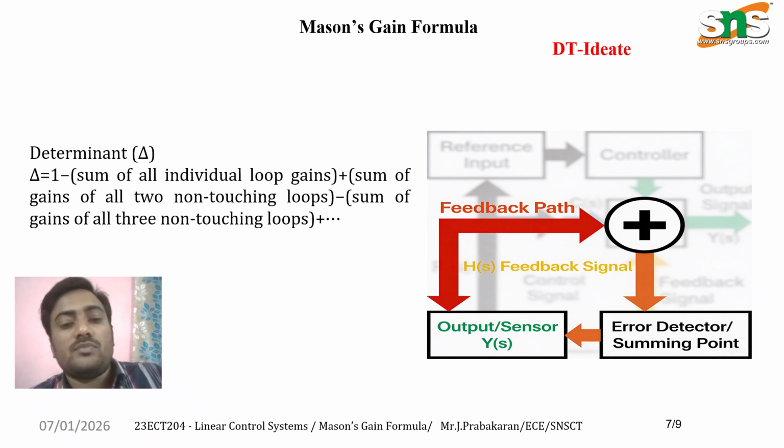To apply Mason's gain formula, we have to follow four steps. First, identify all forward paths and find their gains; then find the loop gains; determine the non-touching loops; and substitute everything into the formula to compute the overall transfer function.